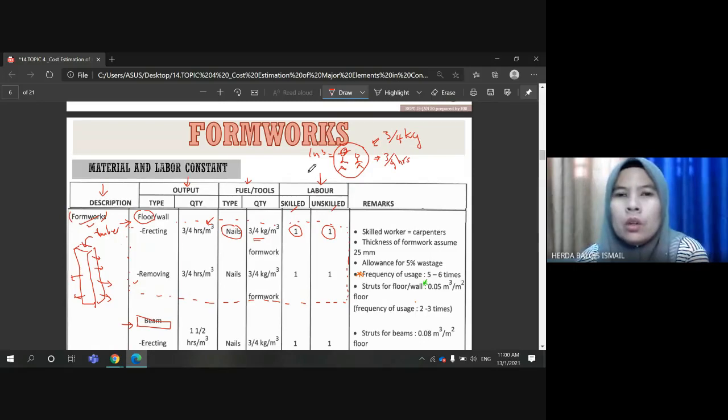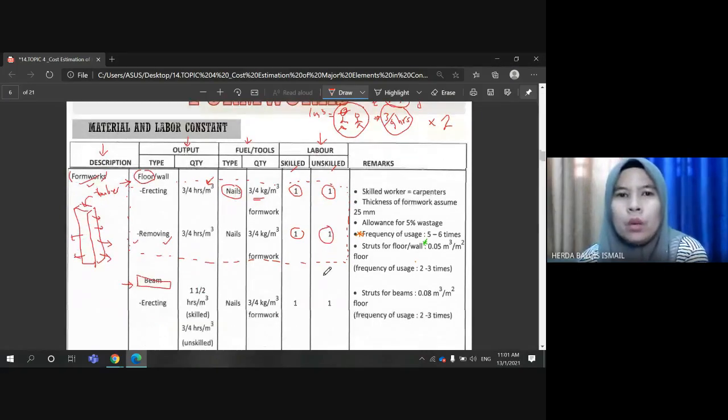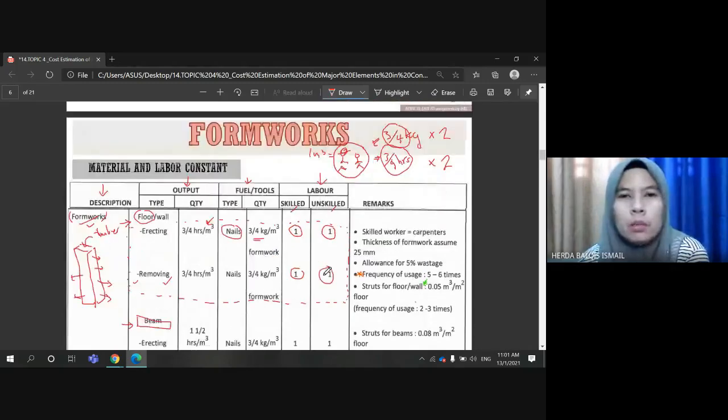For removing or dismantling, it also requires the same duration and the same amount of nails with the same capacity of workers. Meaning to say that you need to multiply by two. We will look into how to calculate or do the estimation in the example later.